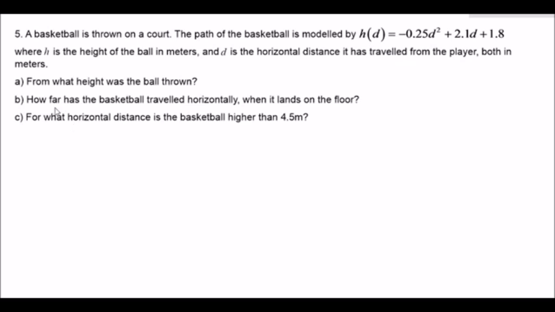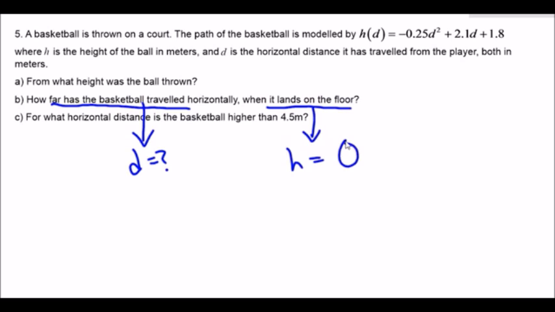The next one says, how far has the ball traveled horizontally when it lands on the floor? So how far has the ball traveled horizontally? It's asking me to find d. And when it lands on the floor, well, what's the height of the ball when it lands on the floor? It must be 0 meters. So this question is saying if h is 0, solve for d. So that's the math I have to do.